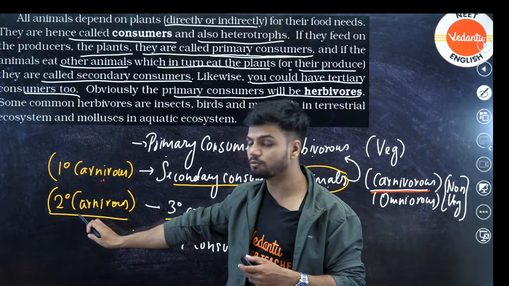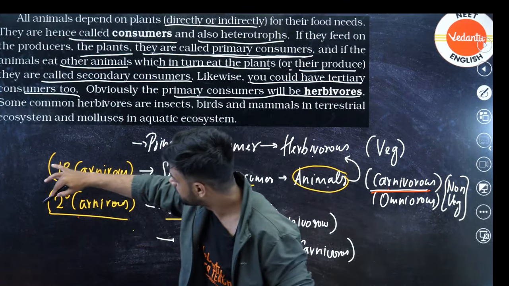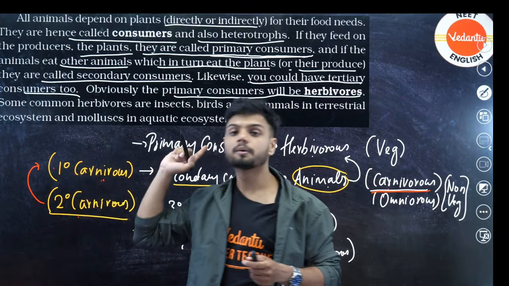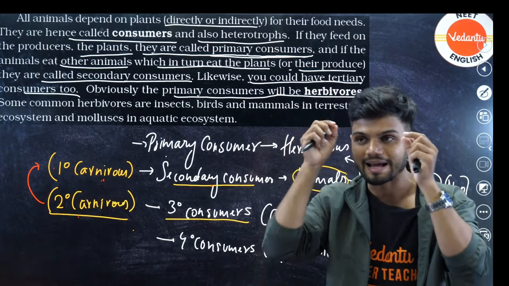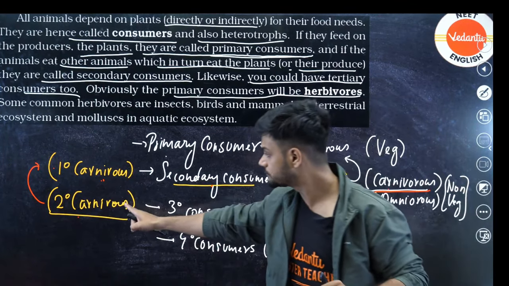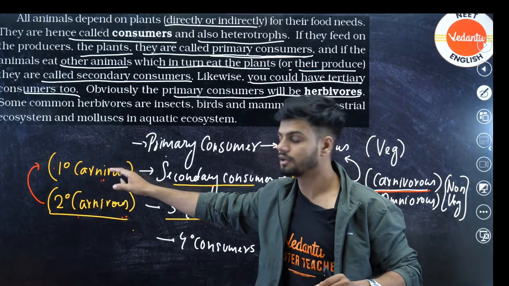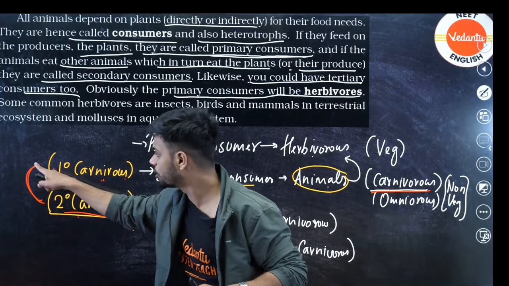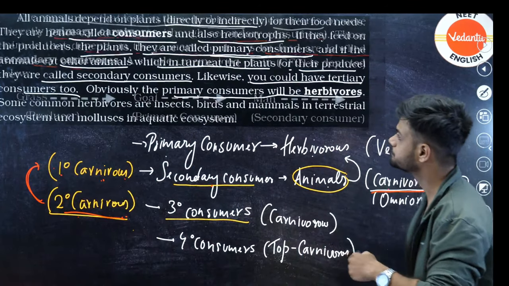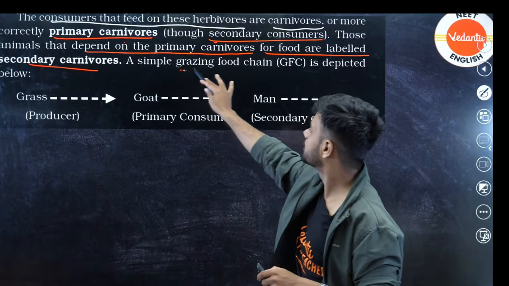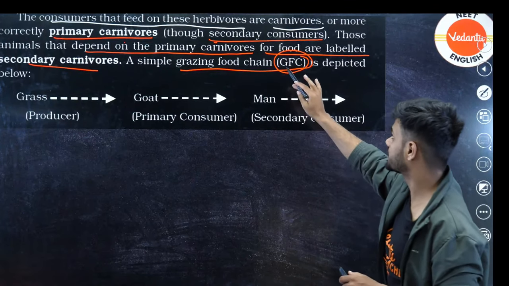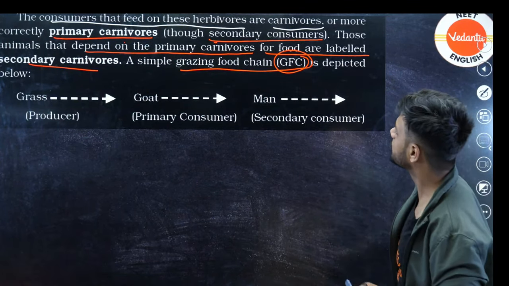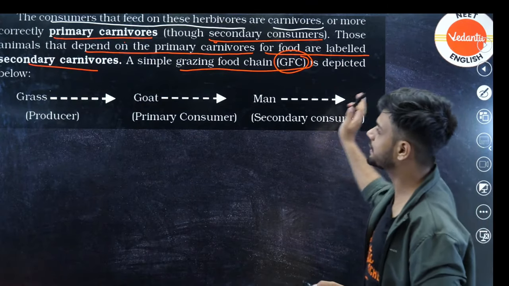So what are secondary carnivores? Secondary carnivores feed on primary carnivores. Students, this can become a little confusing, so that is why I'm making you write like this. Secondary carnivores feed on primary carnivores. A simple grazing food chain, that is GFC, is depicted below.